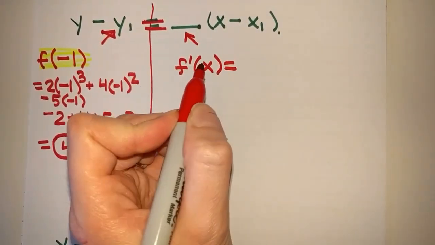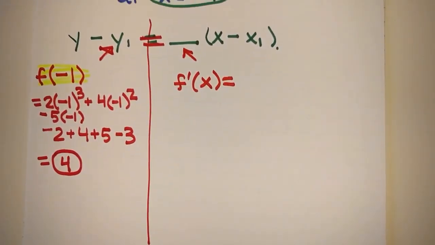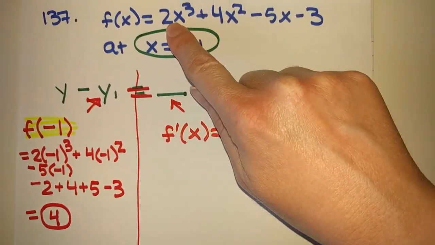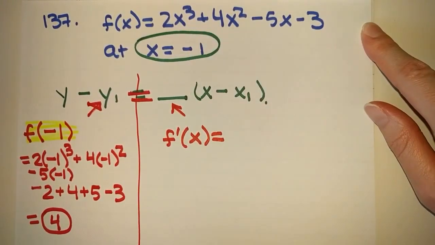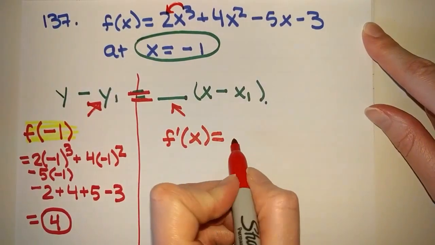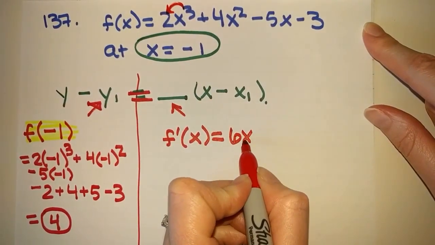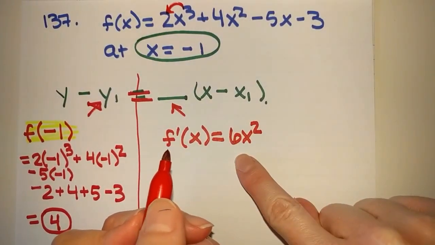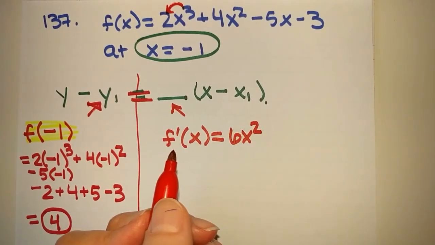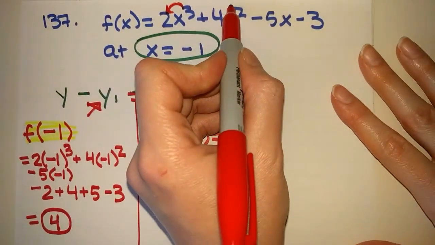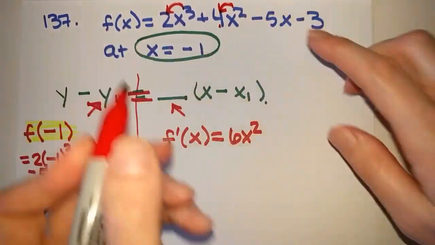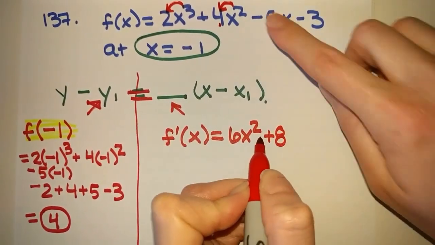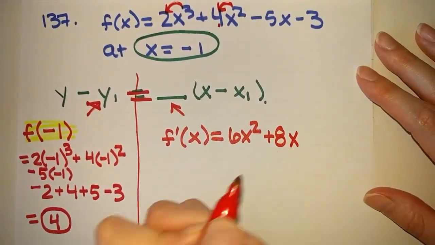Now, first we have to find the derivative just for an arbitrary x. So we go up here. This is very nicely done because it's a polynomial. We can just bring down the exponent. So we get 6x squared, so the 2 times 3 gives us the 6. The square comes from subtracting 1. Then here we use our power rule. 4 times 2 gives us 8. Subtract 1, we get 8x.